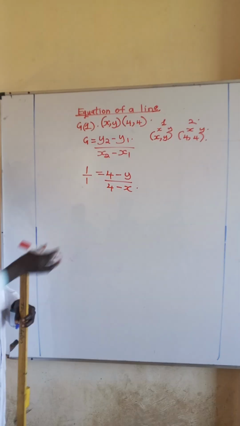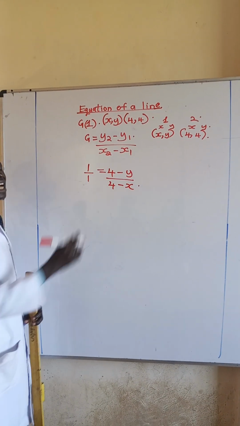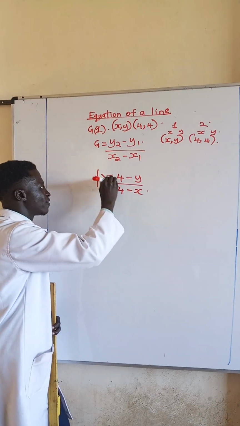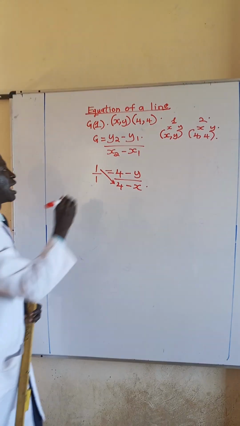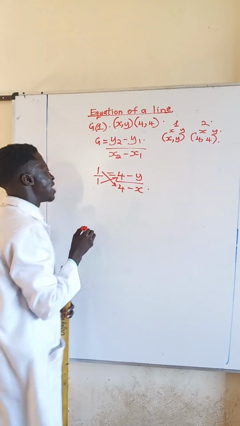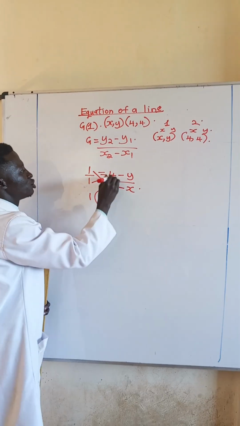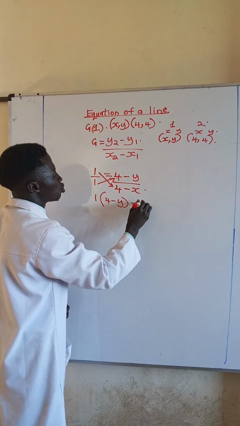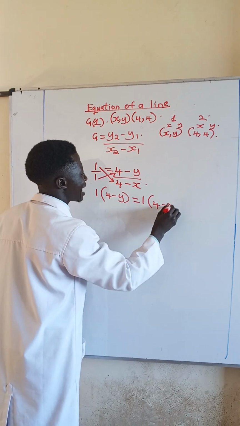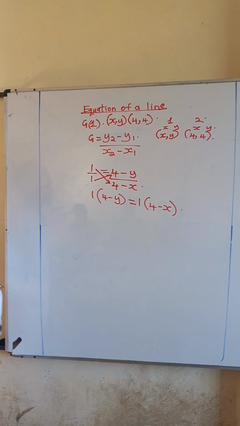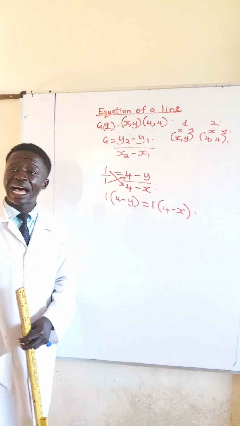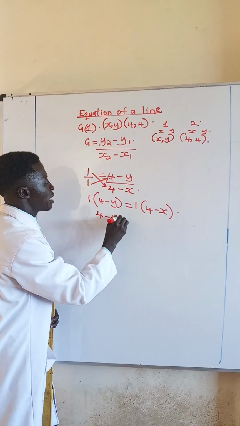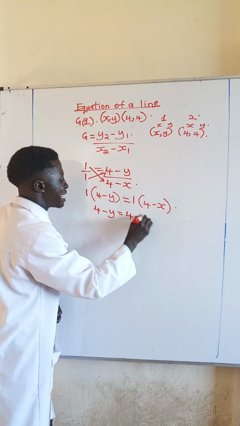Then at this point, because I have this being equated to that, I will simply do what we call cross multiplication. So once I'm cross multiplying, this one will multiply with what is down there, and this multiplies with what is up there. And therefore we'll have 1 into 4 minus y being equal to 1 into 4 minus x in that case. Once I'm done with that, I'll simply open my bracket, so that gives me 4 minus y being equal to 4 minus x.